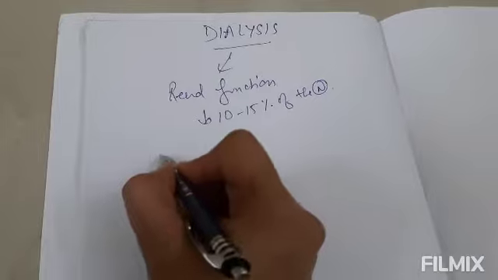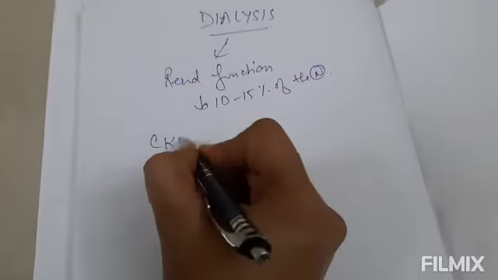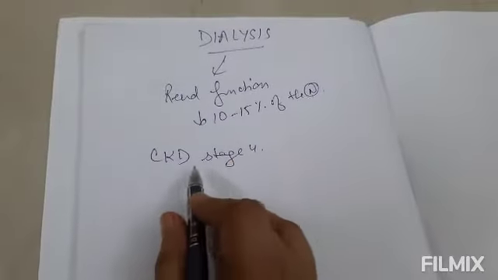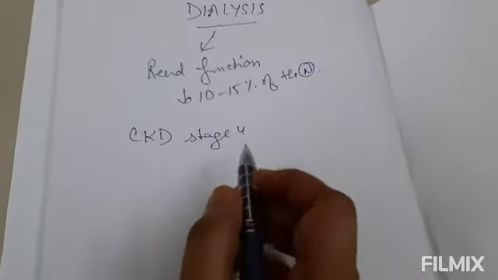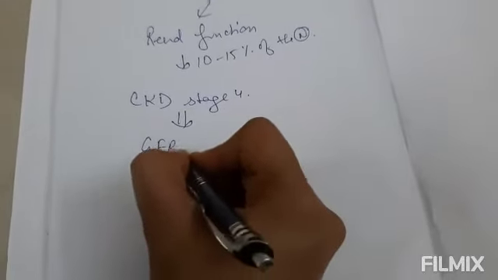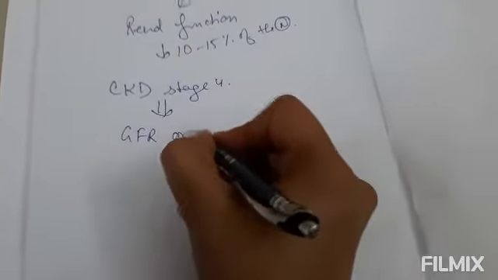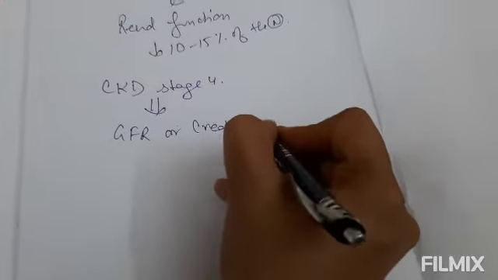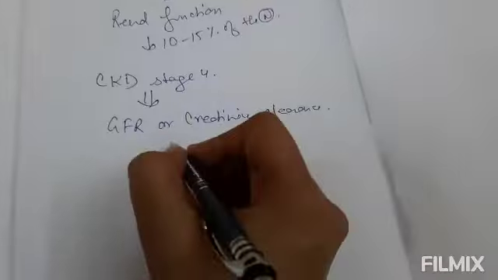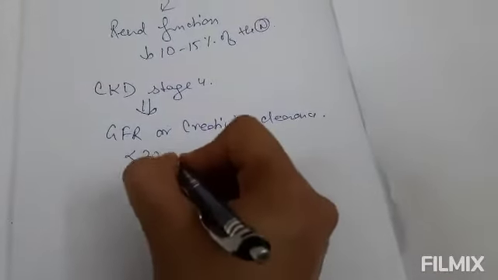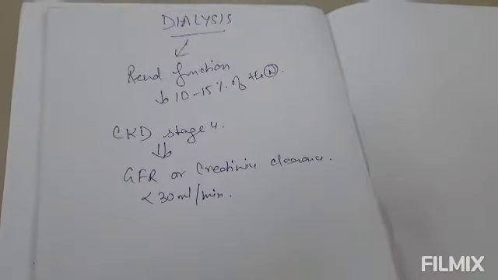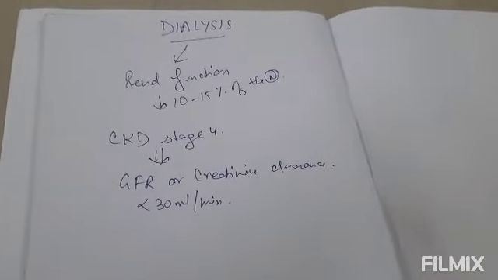When the patient reaches CKD stage 4, so when there is chronic kidney disease stage 4, which we can know by the glomerular filtration rate or by the creatinine clearance value. So when the GFR or creatinine clearance value is less than 30 ml per minute, then dialysis is indicated.